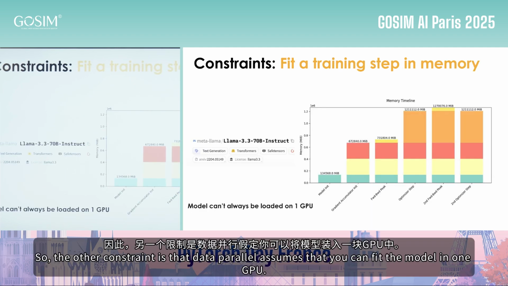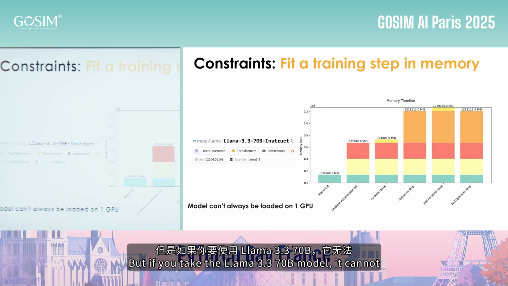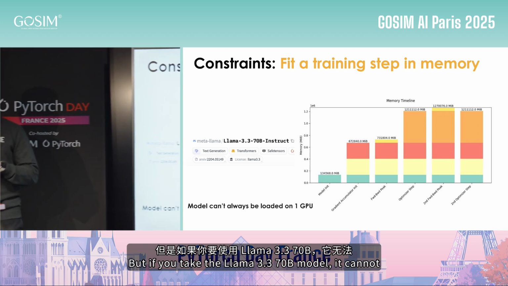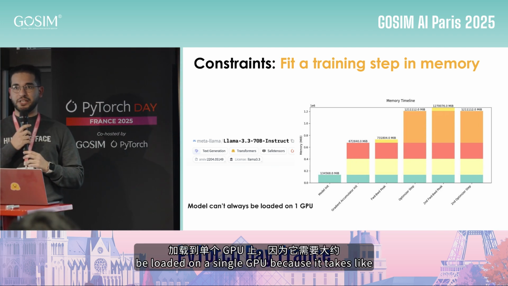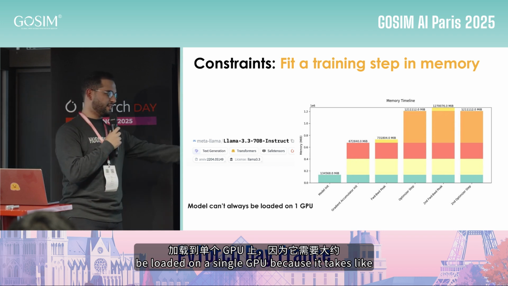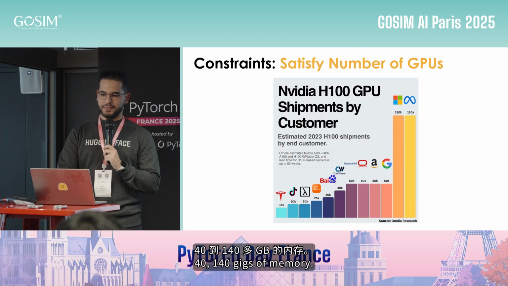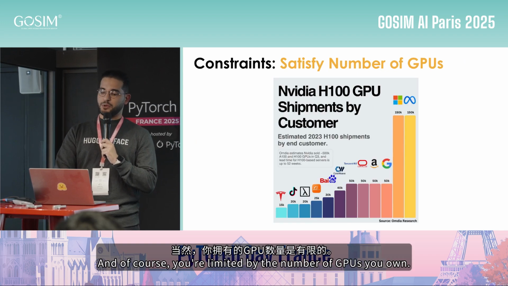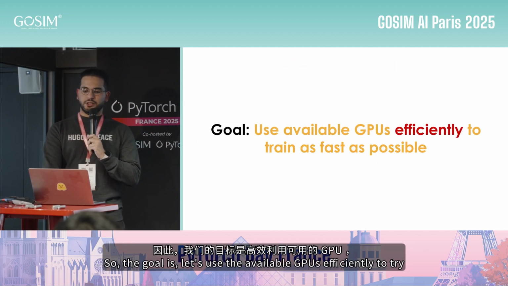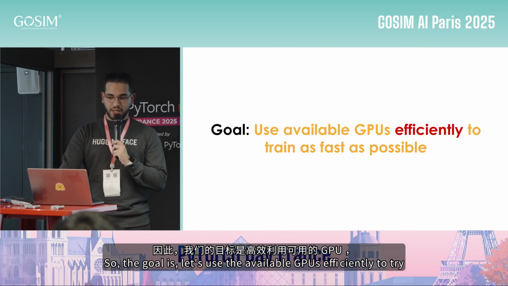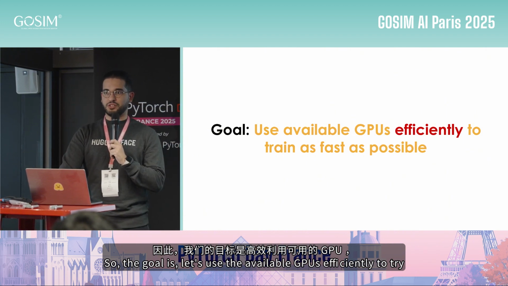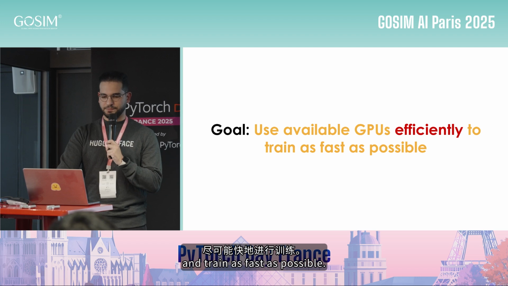The other constraint is that data parallel assumes that you can fit the model in one GPU. But if you take the Llama 3.3 70 billion model, it cannot be loaded on a single GPU because it takes around 140 gigs of memory. And of course, you're limited by the number of GPUs you own. So the goal is, let's use the available GPUs efficiently to train as fast as possible.